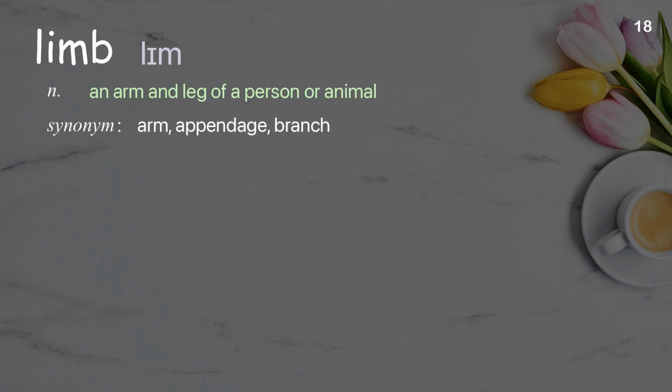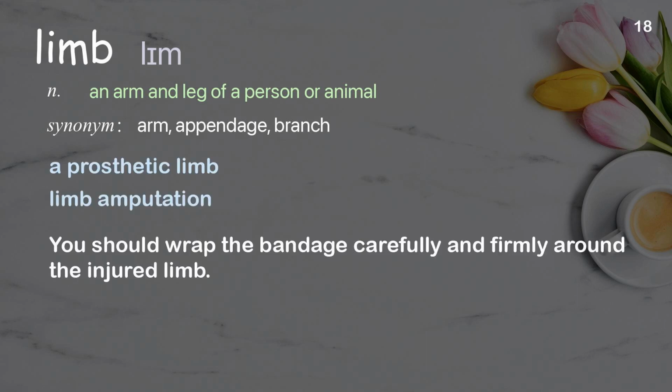Limb. An arm or leg of a person or animal. Examples: A prosthetic limb. Limb amputation. You should wrap the bandage carefully and firmly around the injured limb.